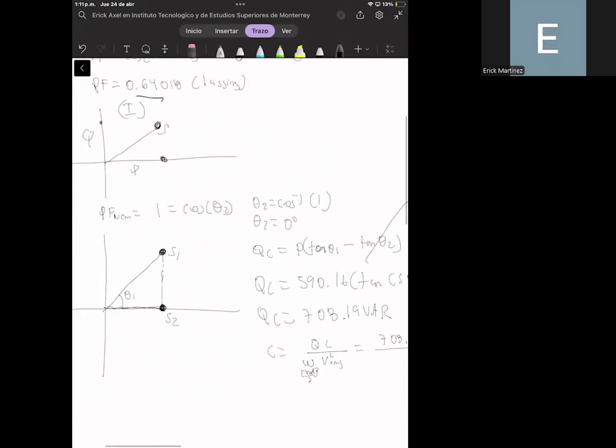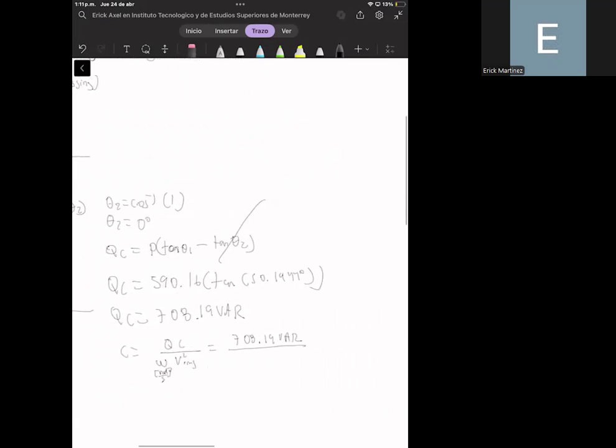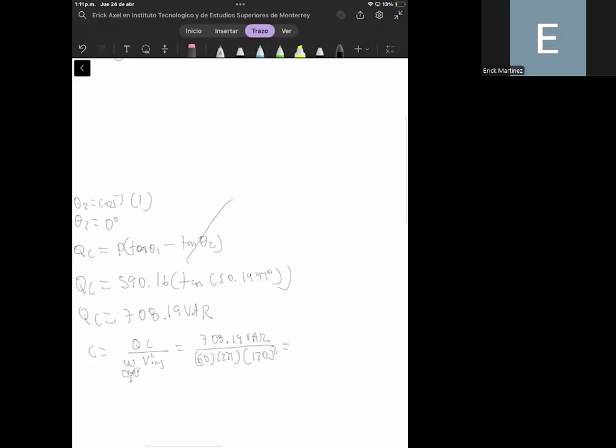Okay. So the frequency in hertz is 60, and we need to multiply this by 2 pi to convert this frequency into radians over second, and we need to square the value of the voltage. Okay, and in this case, you need to consider that the voltage needs to be expressed in RMS. And well, the value of the capacitor should be equal to 0.1305 millifarads. Okay.